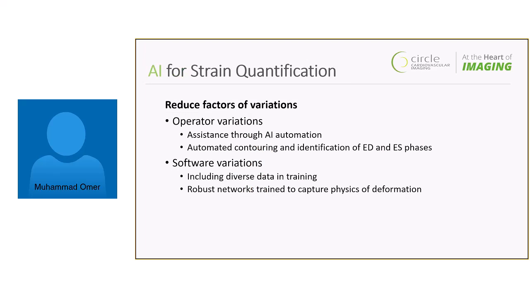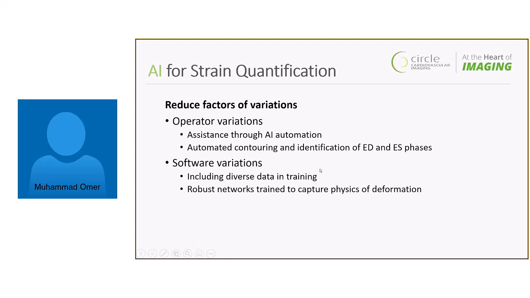So then we want to use some automation with the help of AI to reduce some of these factors of variation. We have seen that operator factor is one of the variation factors. So we can get some assistance from the AI to standardize the way that the heart is annotated or contoured, and also the automatic contouring and identification of the relaxed and the stressed or contracted phases.